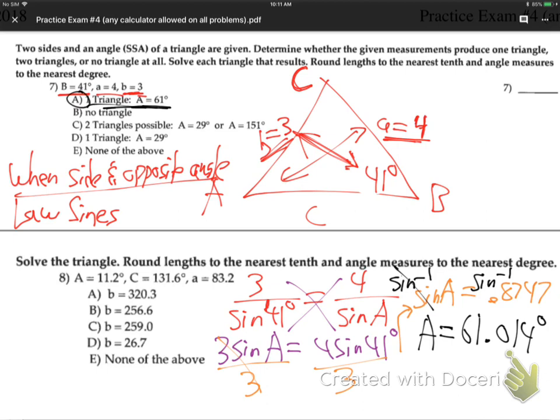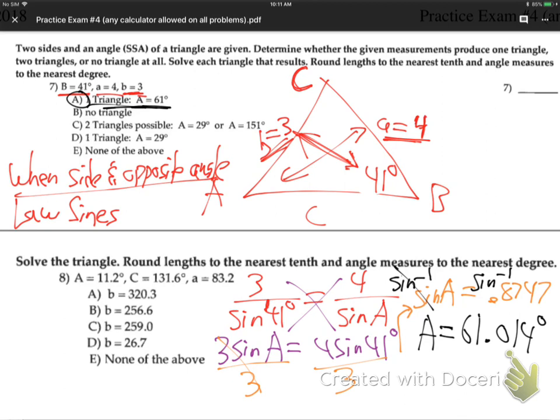Answer A. Got it. Wait, is that right? You can check. Or could there be two triangles? Are there two? How do we know? If there were two triangles, A would be the 61 that we thought plus something else. That's not an answer. So how do you find the other possibility for A? Let's start there. Do you remember?